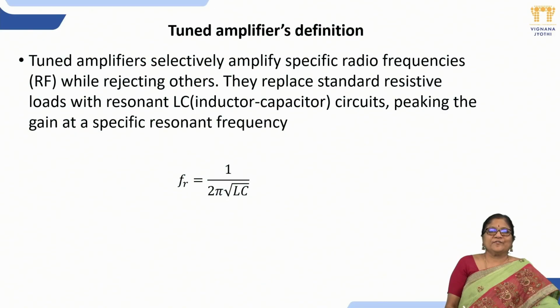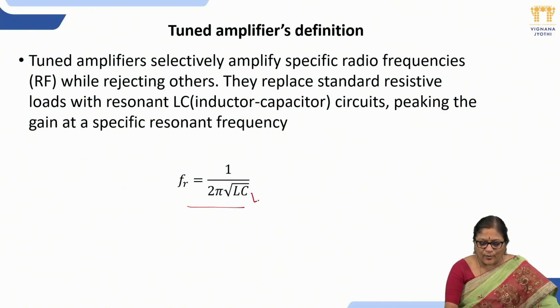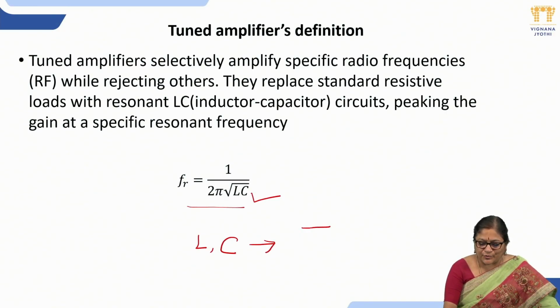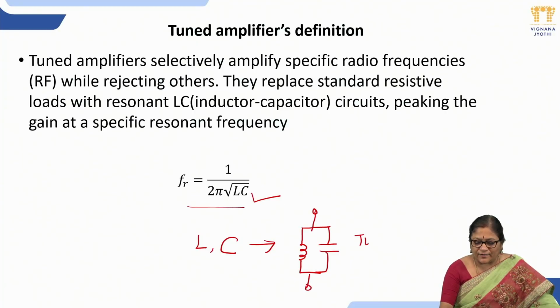The resonant frequency of the tuned amplifier is defined as 1 by 2 pi root LC, as the components involved here are L and C. These two are the basic components involved in the tuned amplifier, and this LC combination, comprising one L and one C, is known as a tuned circuit or tank circuit, which is the basic element of our tuned amplifiers.